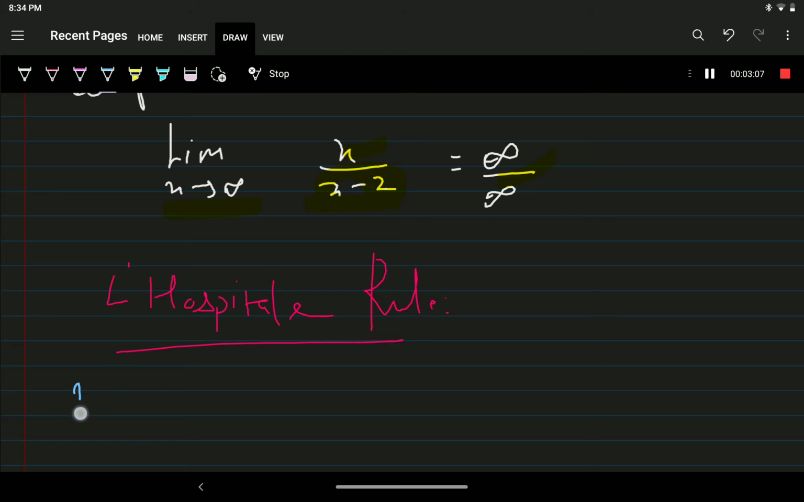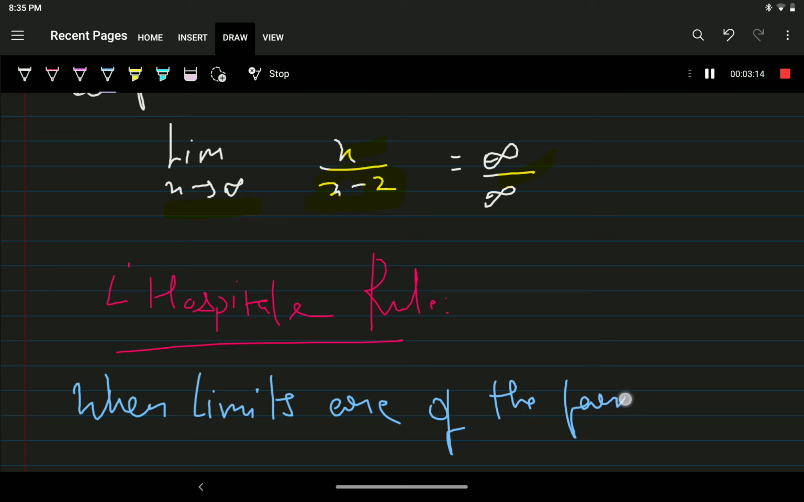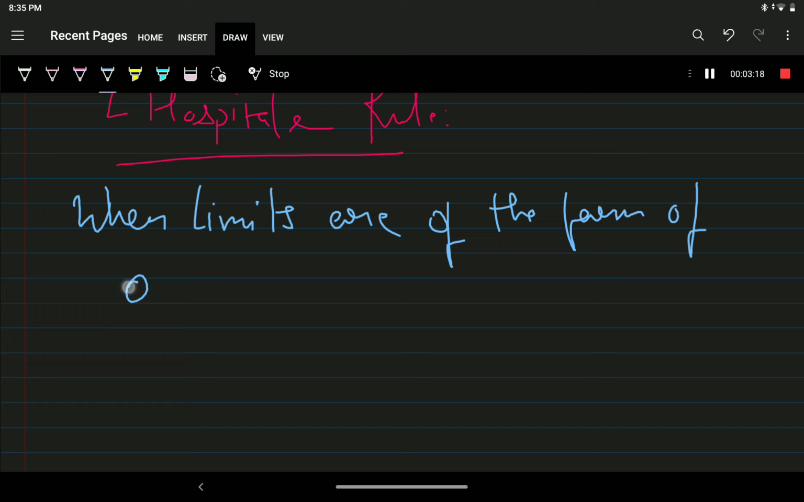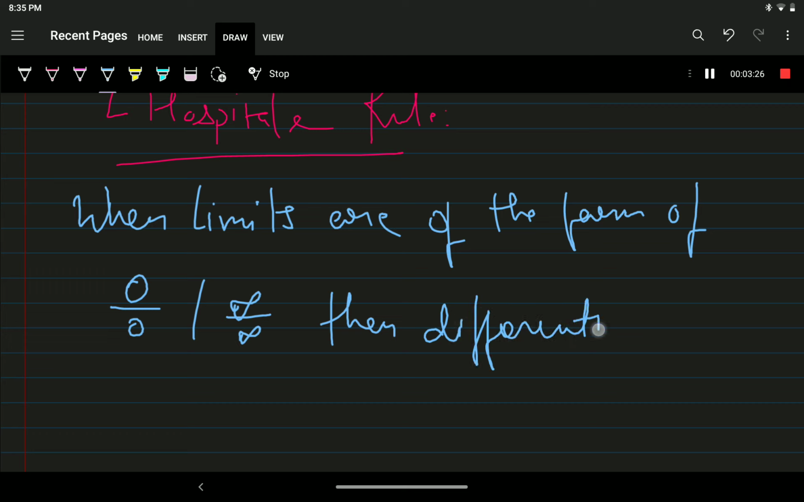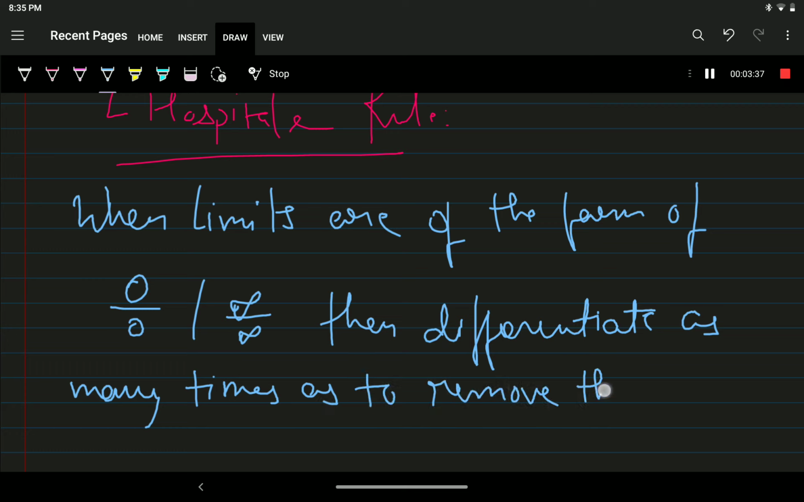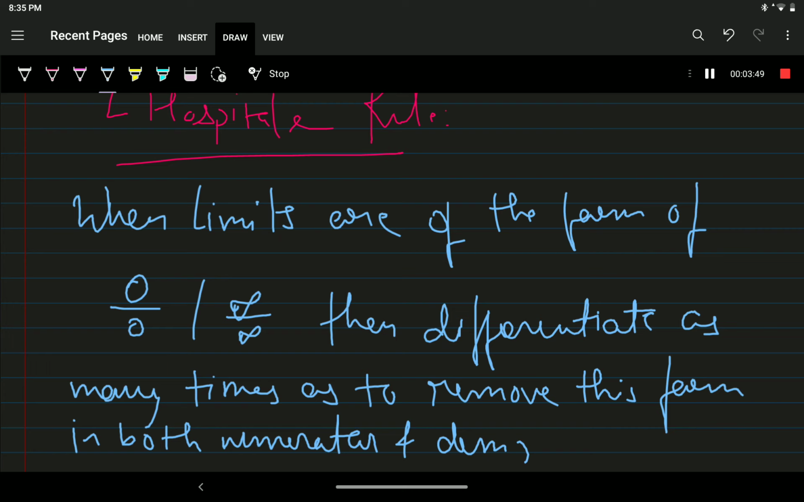This will state that when limits are of the form 0 by 0 or infinity by infinity, then differentiate as many times as needed to remove this form, in both numerator and denominator individually. Okay.